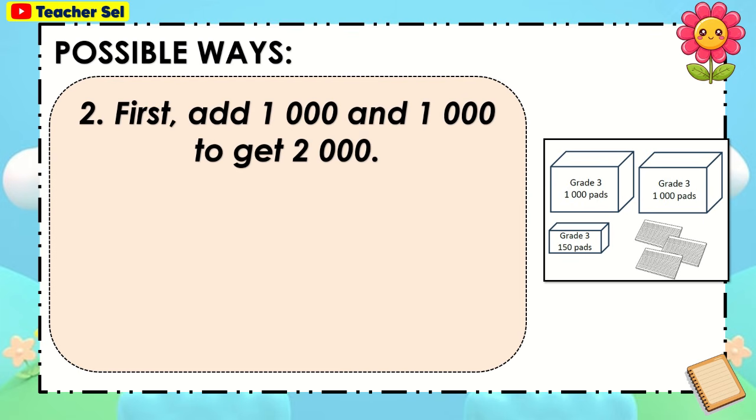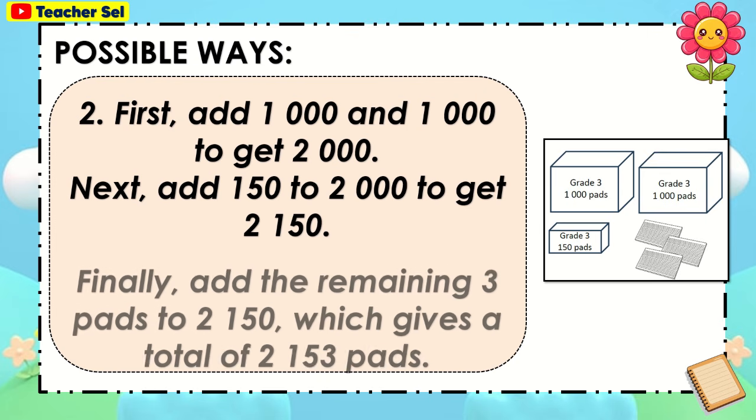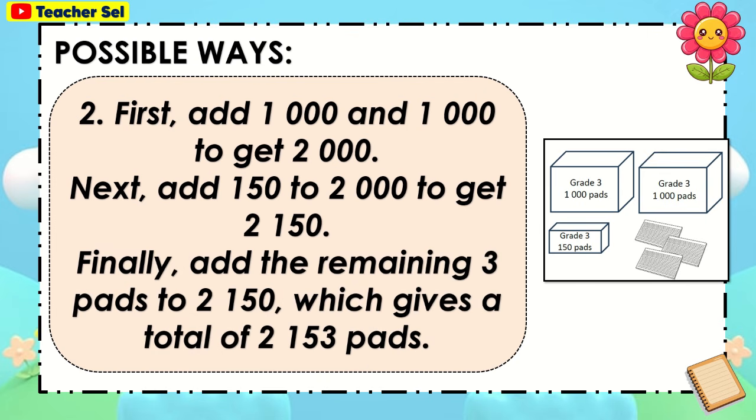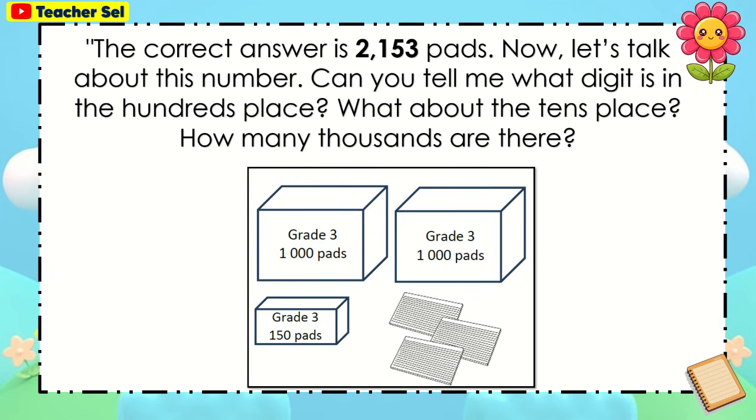For option 2, first add 1,000 and 1,000 to get 2,000. Next, add 150 to 2,000 to get 2,150. Finally, add the remaining 3 pads to 2,150, which gives a total of 2,153 pads. The correct answer is 2,153 pads.